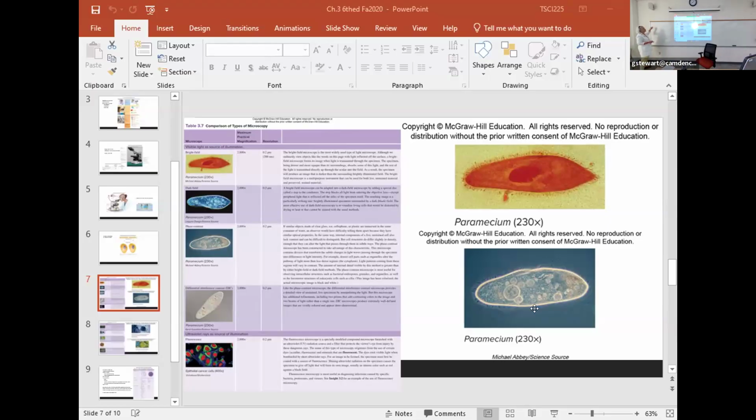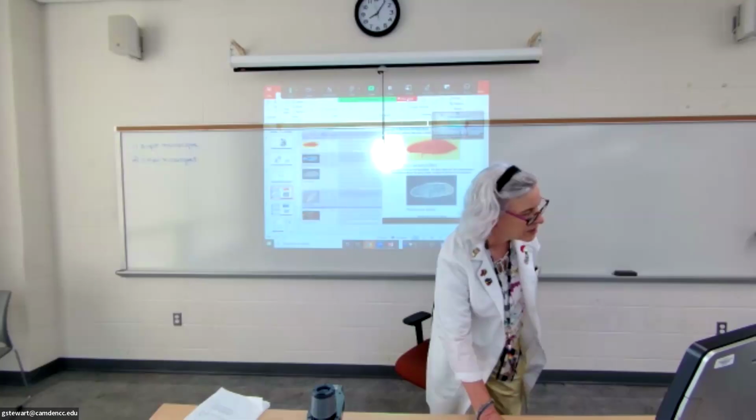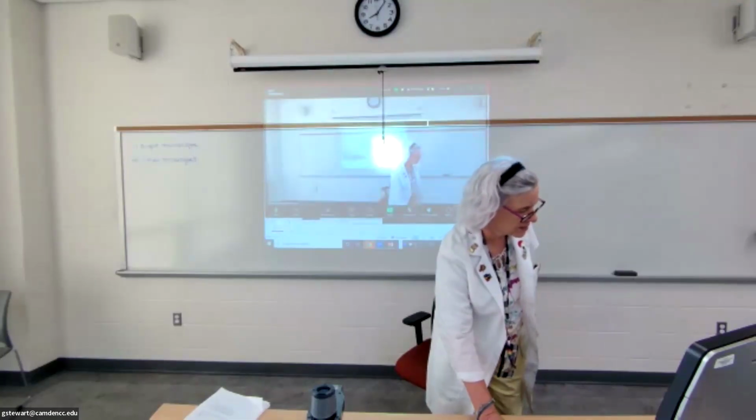Okay, so I'm going to just restart with listing. We talked about a simple microscope, and we started to talk about compound microscopes. We talked about the total magnification and the resolution and how those are really important features of the compound microscope.